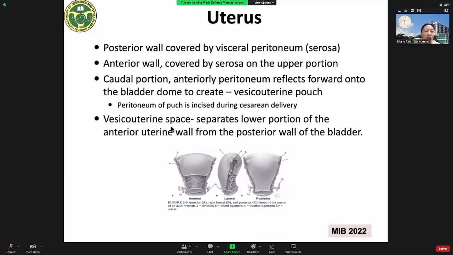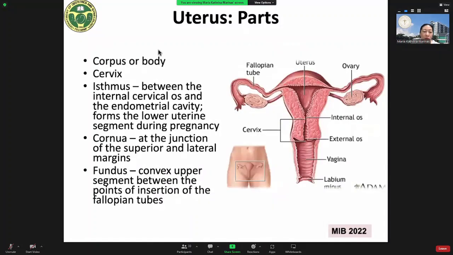The vesicouterine space separates the lower portion of the anterior uterine wall from the posterior wall of the bladder. So the different parts of the uterus: it is composed of the corpus or the body, the cervix at the lower portion, the cornua at the junction of the superior and lateral margins, and the fundus, which is the convex upper segment between the points of insertion of the fallopian tube.